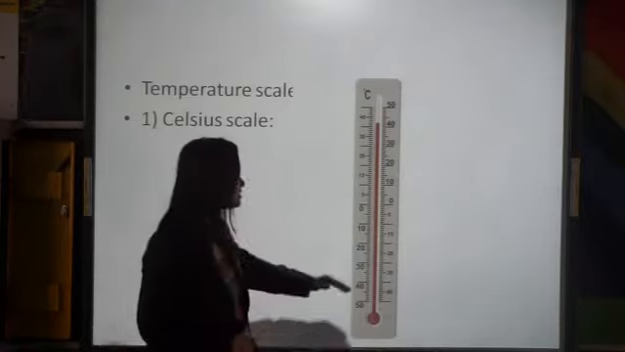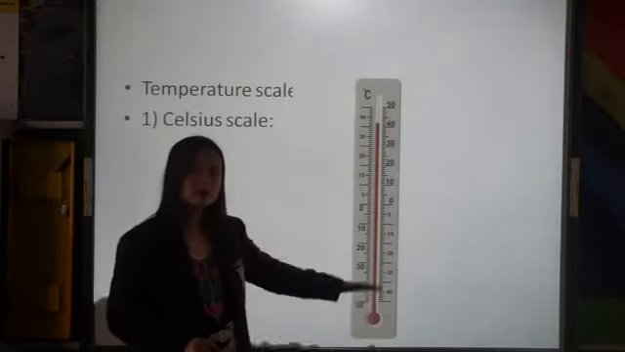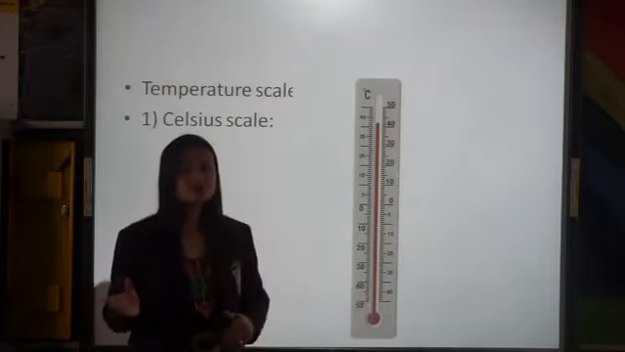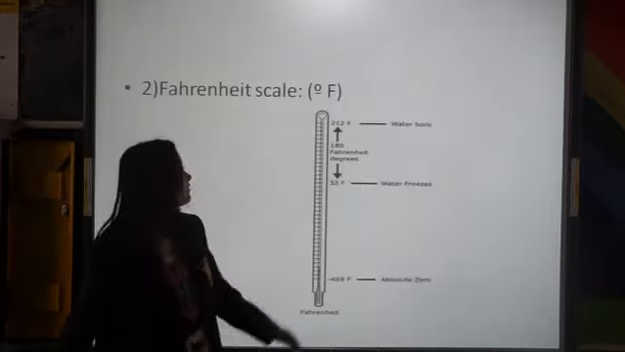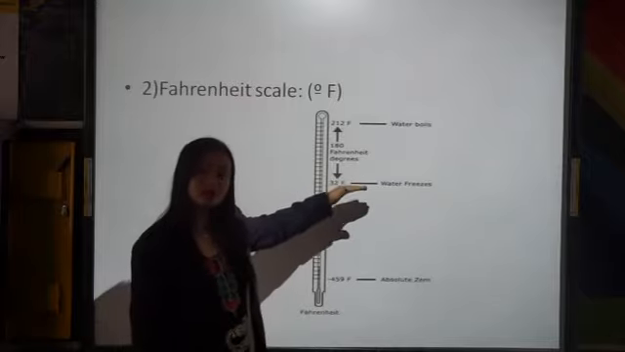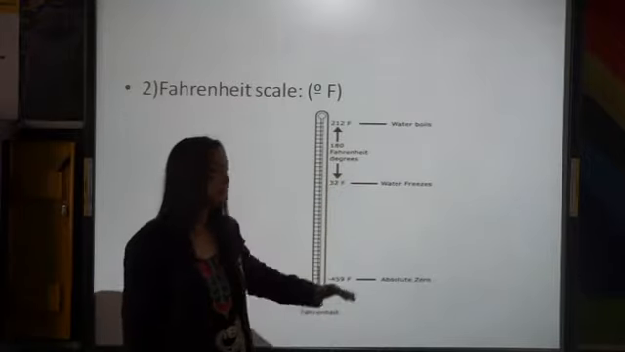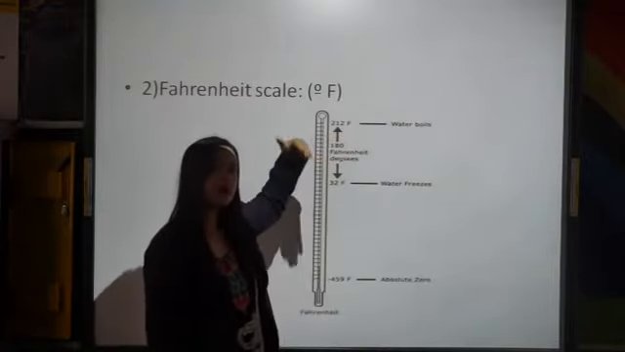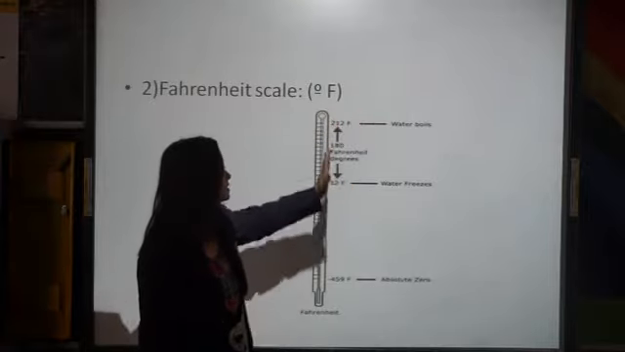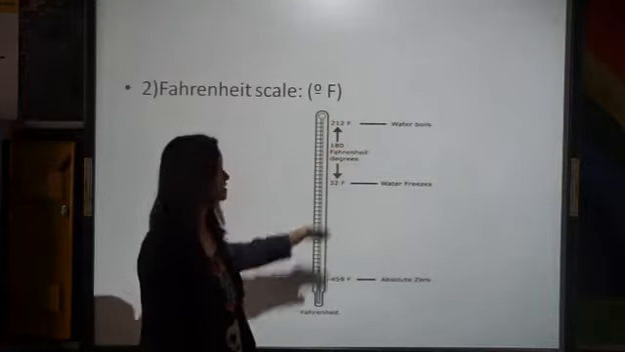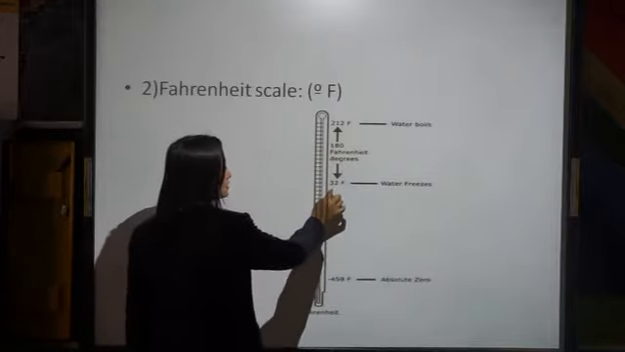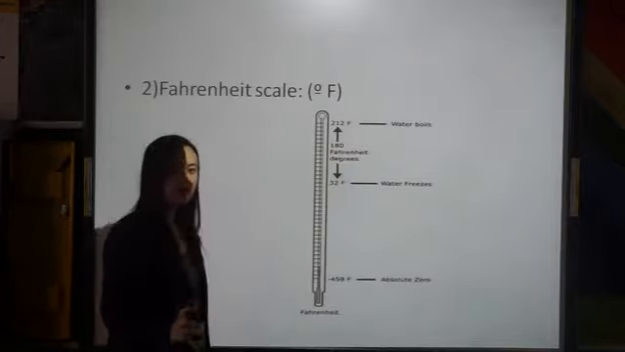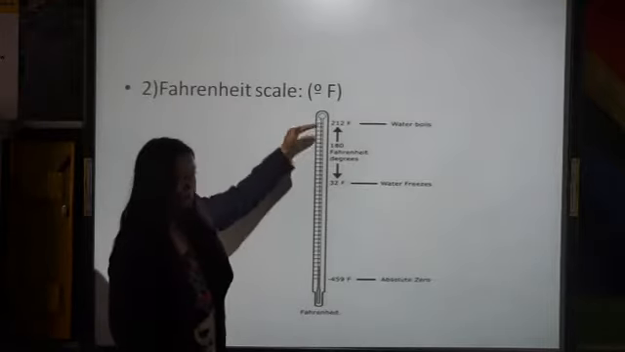How many divisions will Celsius scale have? 0 to 100. That means 0 is the minimum and 100 is the maximum. For Fahrenheit, 32 degrees Fahrenheit is the minimum and 212 degrees is the maximum. So there are 180 divisions. You can see the lines here. How many lines will be there between 32 and 212? 180 lines.